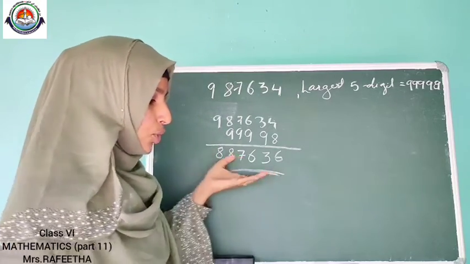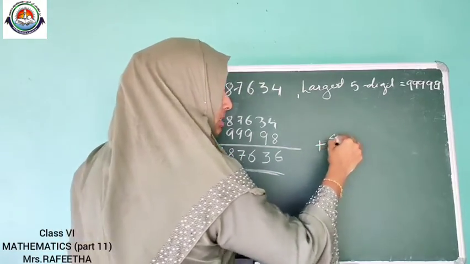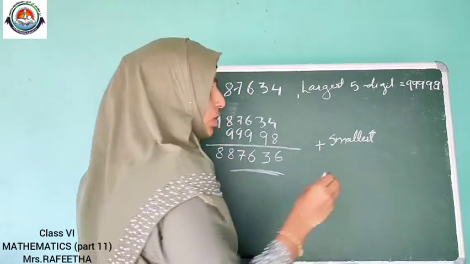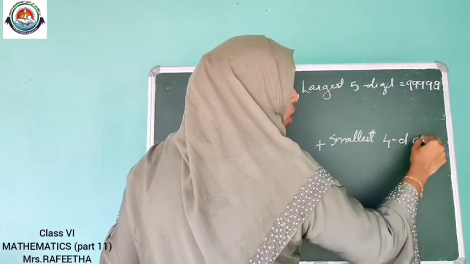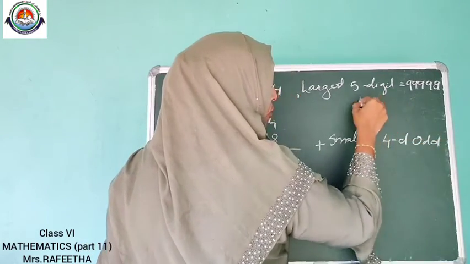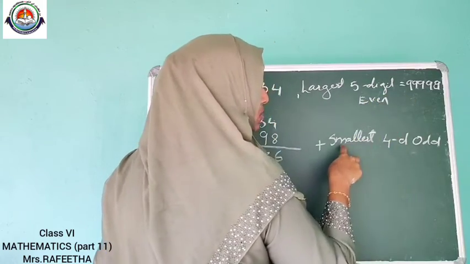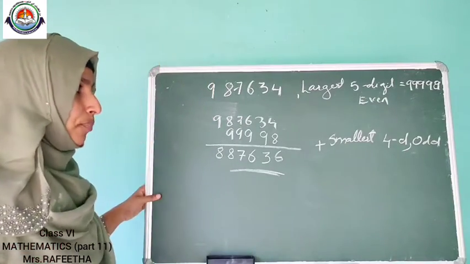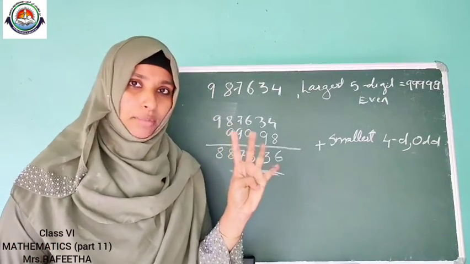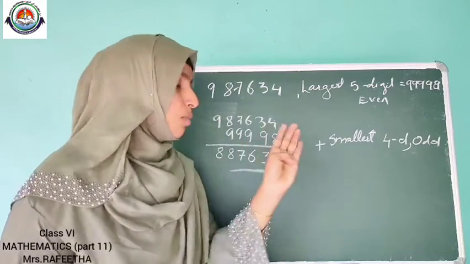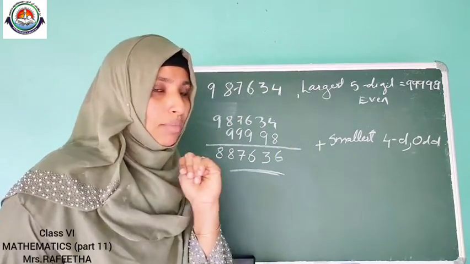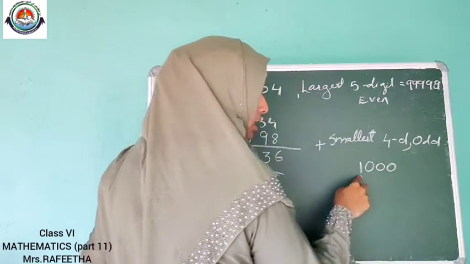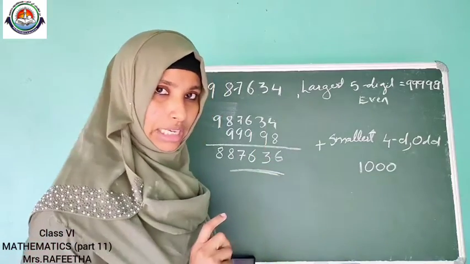Add the result to the smallest 4-digit odd number. Okay, here the 5-digit even number it was. Here the smallest 4-digit odd number. Which is the smallest 4-digit odd number? Before finding the odd, we want to write the smallest 4-digit number. Which is the smallest 4-digit number? Yeah, the smallest 4-digit number is 1000.